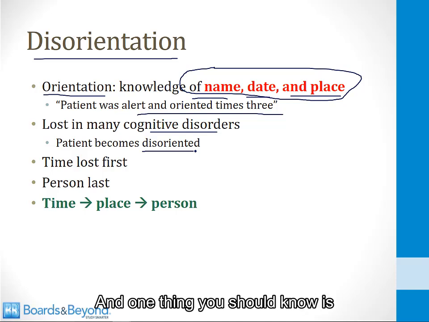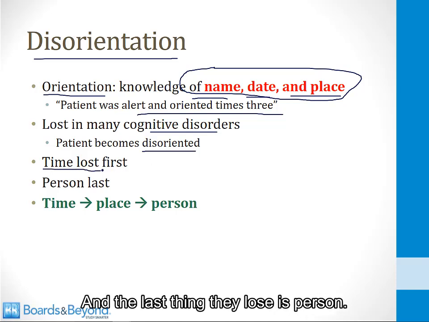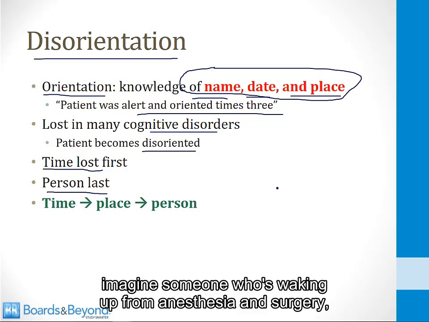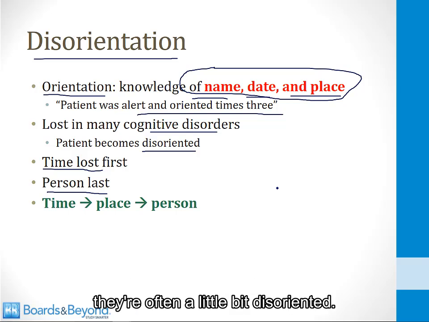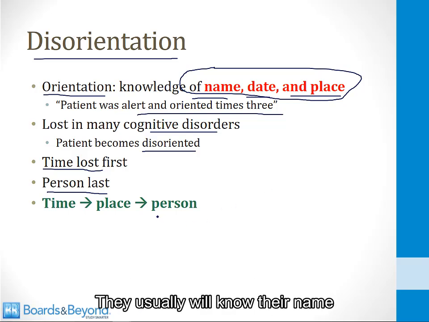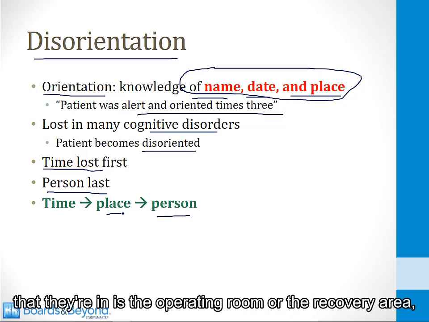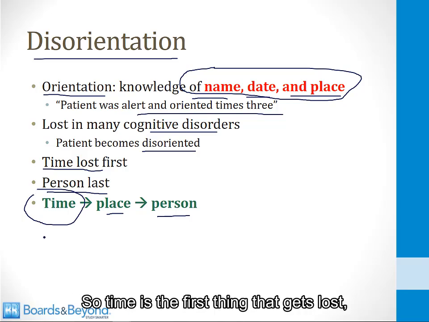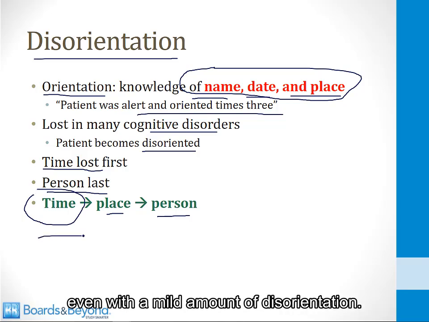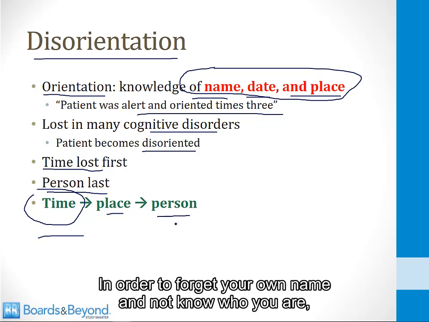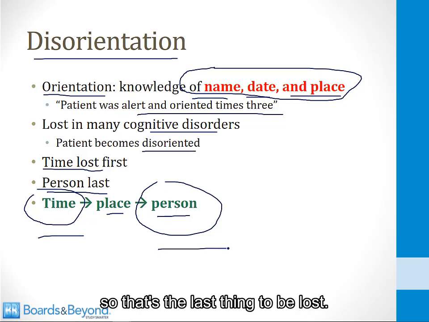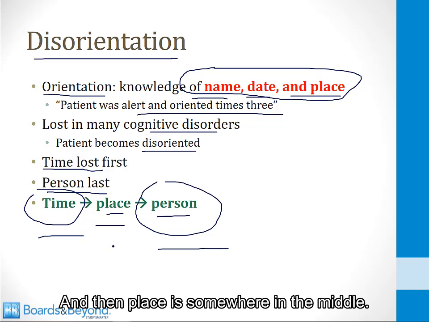One thing you should know is that the first thing people lose is time, and the last thing they lose is person. Imagine someone who's waking up from anesthesia and surgery. They're often a little bit disoriented. They usually will know their name, and they may even know that the place that they're in is the operating room or the recovery area, but what they will not know is the time. They will have trouble telling you what time of day it is. So time is the first thing that gets lost, even with a mild amount of disorientation. In order to forget your own name and not know who you are, you have to be severely disoriented, so that's the last thing to be lost, and then place is somewhere in the middle.